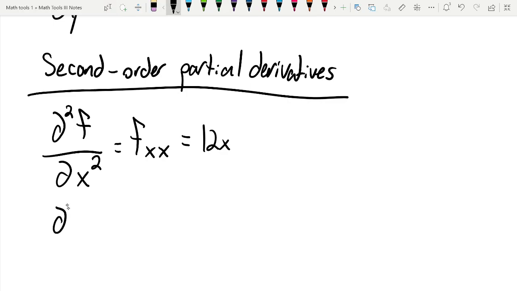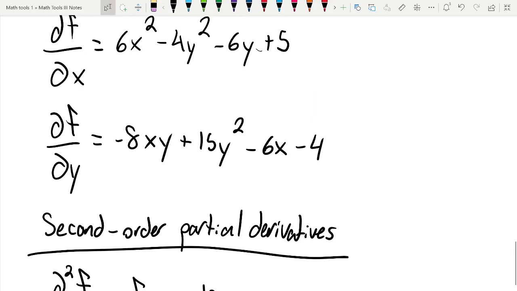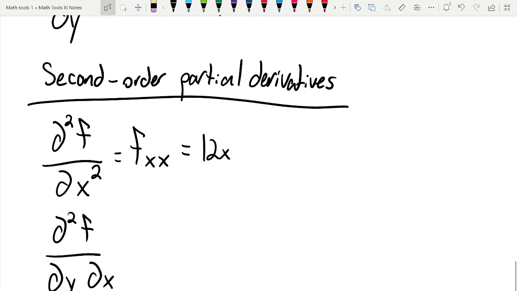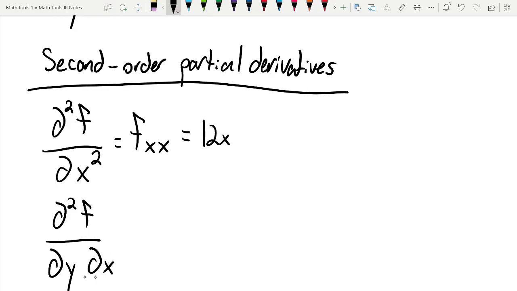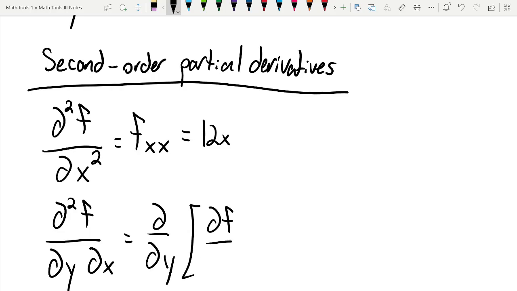So now if we take that same derivative, but then we differentiate with respect to y. Okay, so actually this is written backwards. If we're going to take this one and differentiate with respect to y, then this is how we would write it, because this is read as the derivative with respect to y of the derivative with respect to x. So then the dy ends up on the left side.